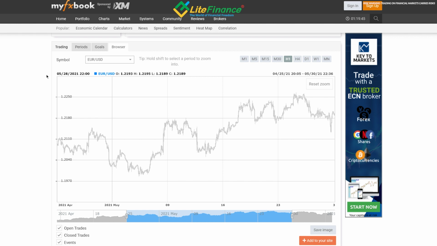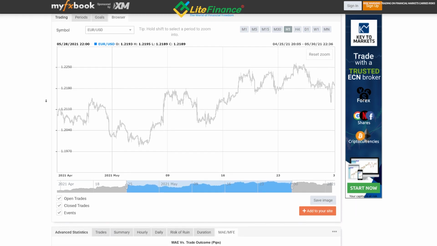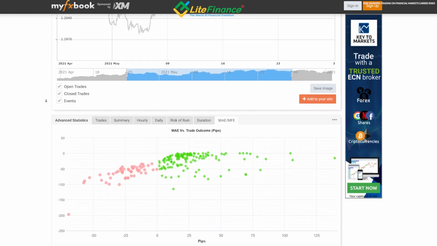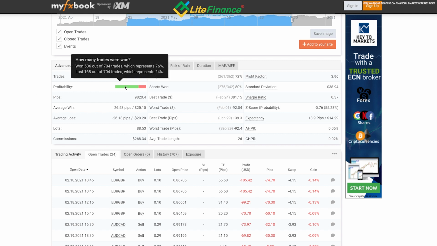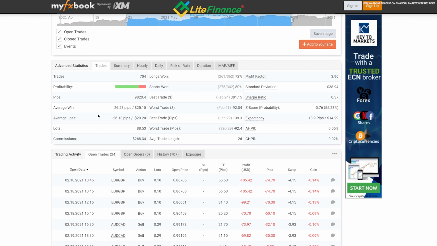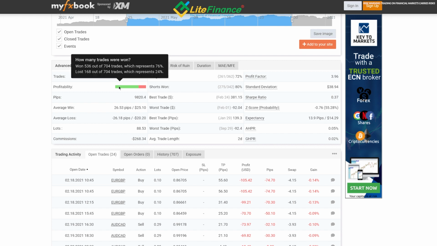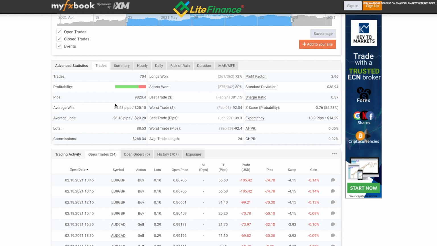So that is all for the trading tab, and now let's move on to the advanced statistics. Okay, and the first tab is trades. This section looks like the MT4 backtesting statement. It represents the profitability of trades, the total commissions amount except for swap and spread. Next we have the average win-loss, the best and the worst trades, and so on. Most parameters are clear by their names, so I'll just explain some of them.